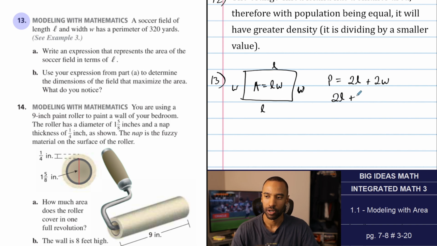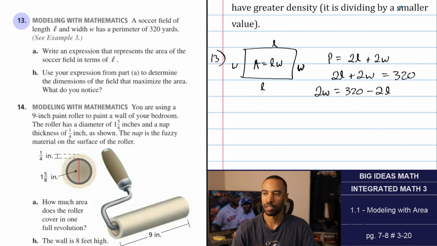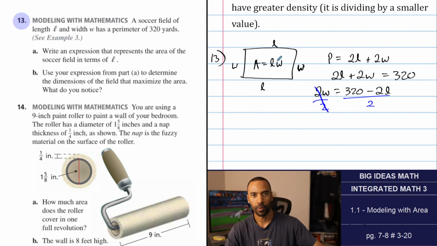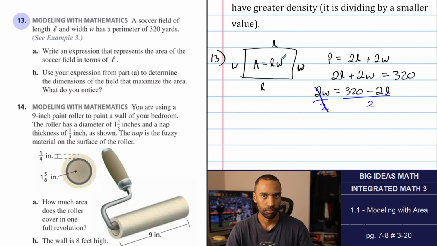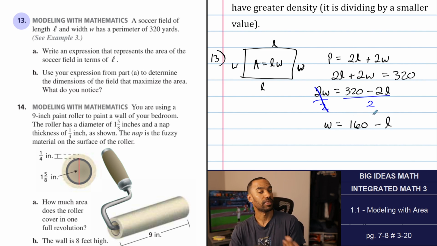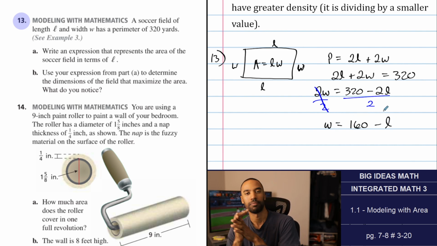Now, we do know that the perimeter is also 320 yards. So what we can do is get W by itself in this equation. Let's subtract 2L from both sides. And then if we divide everything by 2, then we'll have W by itself in this equation, which will be in terms of L. Then we can substitute that expression for W in the area equation, and we'll have only L expressed. So W is going to equal 320 over 2, which is 160, and 2L over 2 is 1L. So 160 minus L. That's what the width is. 160 minus the length. Okay.